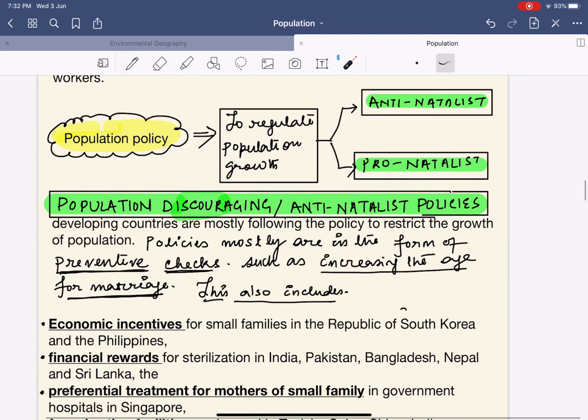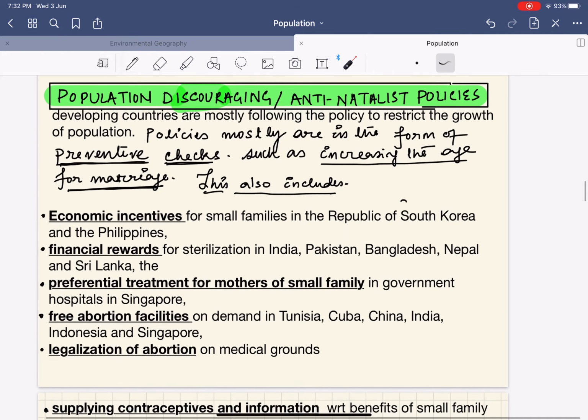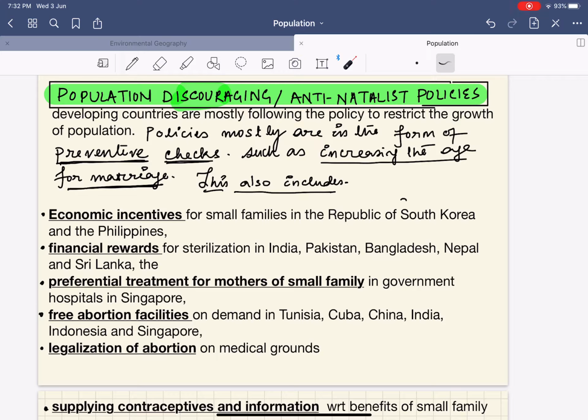Now, the population policy to regulate the population growth can be divided into two phases. One is the antinatalist and one is the pronatalist. What is antinatalist? Antinatalist means we are against the population growth. Pronatalist means we are in favor of the population growth. Now, let us study the population discouraging or the antinatalist policy.